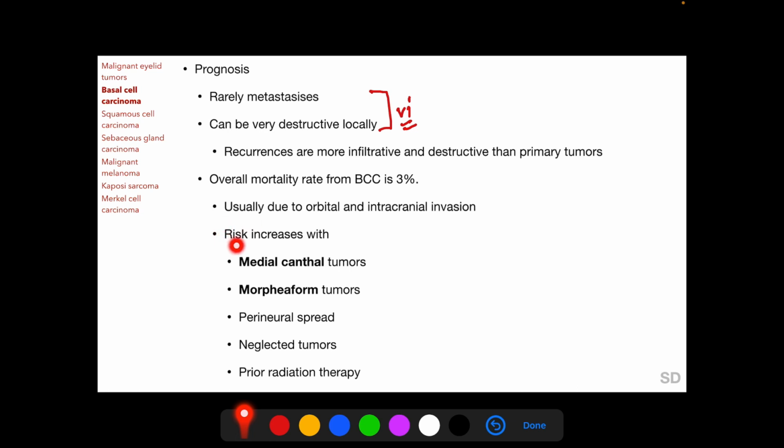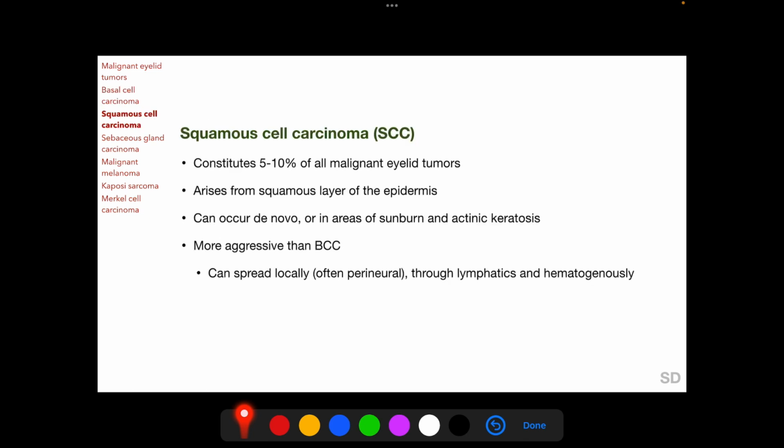And the risk of mortality increases with medial canthal tumors, morphiform tumors, perineural spread, neglected tumors, and tumors occurring after prior radiation therapy. Squamous cell carcinoma or SCC is the second most common malignant tumor of the eyelid and constitutes 5 to 10% of all malignant eyelid tumors, so it is far less common than basal cell carcinoma in the eyelid. The tumor cells of squamous cell carcinoma arise from the stratum spinosum or the squamous layer of the epidermis.